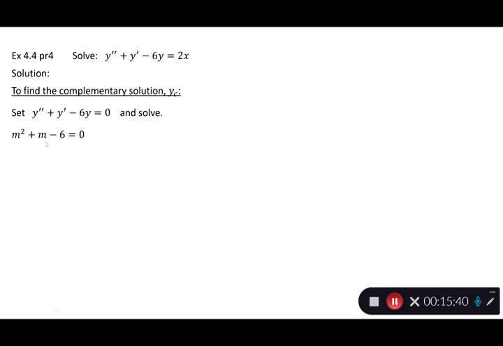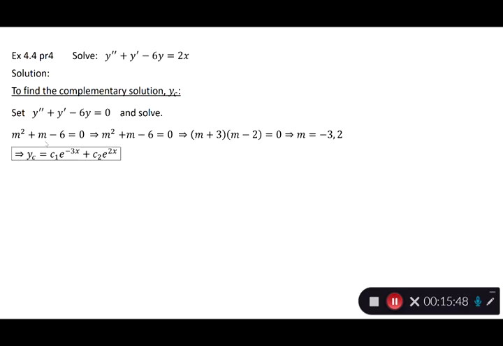m squared plus m minus 6 is equal to 0, which implies m equals negative 3 and 2. So c1 e to the negative 3x plus c2 e to the 2x. These are real and unequal roots of the characteristic equation. So y sub c is c1 e to the negative 3x plus c2 e to the 2x.